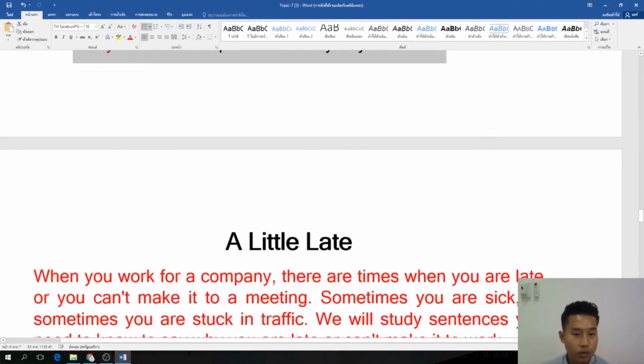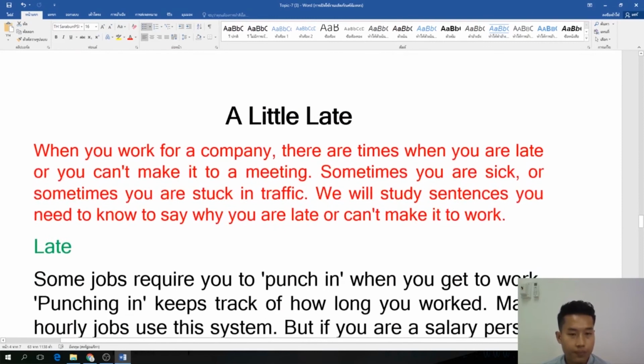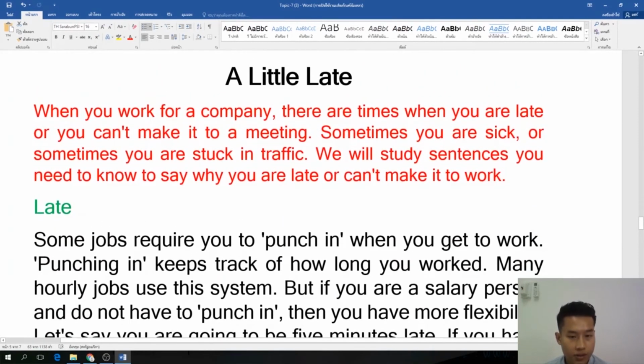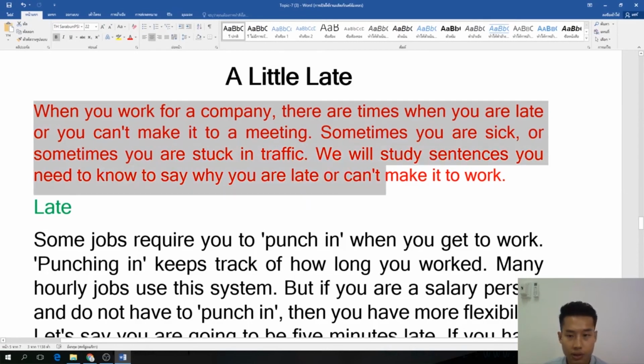Okay, I will try to make the sentences later for this one. So we're trying to read the same thing a little later right now. Okay, number one: when you work for a company, there are times when you are late or you can't make it to the meeting. Sometimes you are sick or sometimes you are stuck in traffic. With this study sentence, you need to know how to say why you are late or can't make it to work.